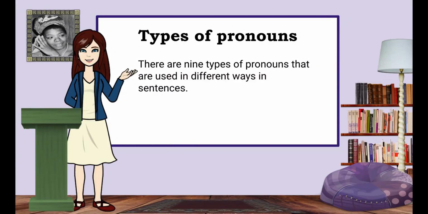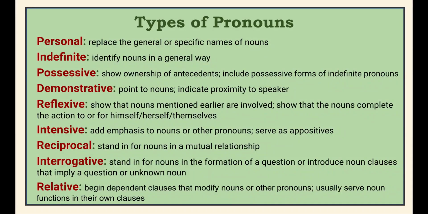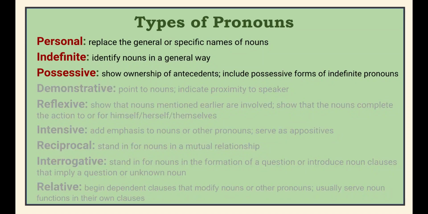There are 9 types of pronouns that are used in different ways in sentences. This is an overview of the 9 types of pronouns: personal, indefinite, possessive, demonstrative, reflexive, intensive, reciprocal, interrogative, and relative. In this video, we are going to cover the first 3: personal, indefinite, and possessive.